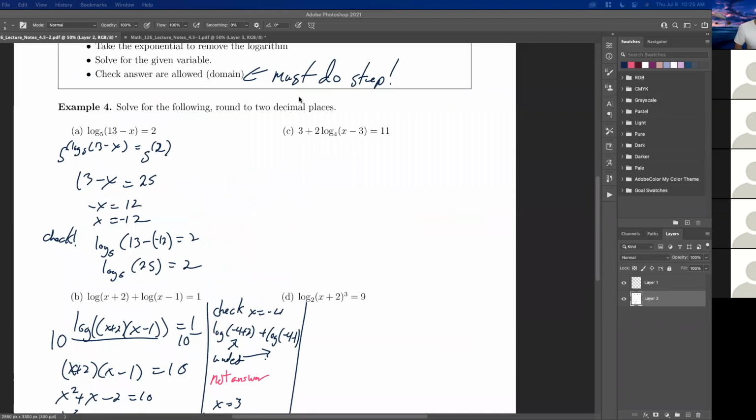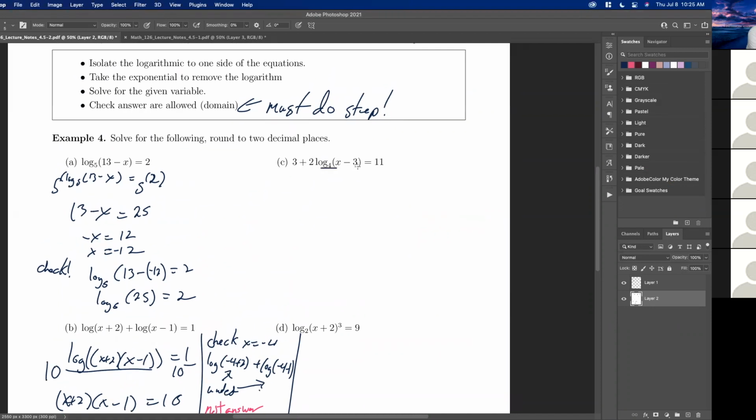I know this is only 2 pages, but it does take a long time just because I want to go over each and every step so we don't lose anything. So the first step, step 1, get the log by itself. So we want to isolate this log by itself. So we're going to minus out the 3. So I have 2 log base 4 of x minus 3 equals 8. Then I'll have log base 4 of x minus 3 is equal to 4.